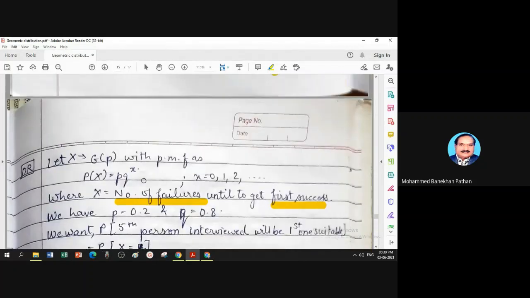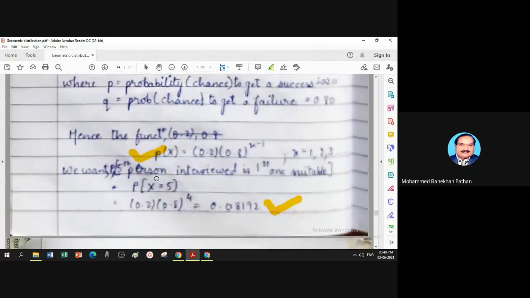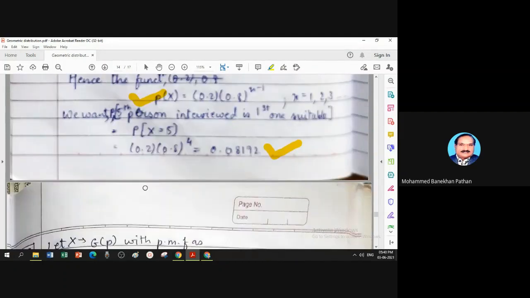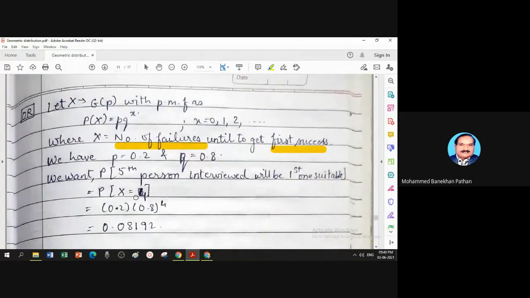That is the difference between this and this. Here you say X equal to 5 because of number of trials; you conduct the interview for 5 people. Here you write X equal to 4 because you are observing how many failures before getting a success. So before getting a success, you have 4 failures. So I put X equal to 4 and get the same answer. So it doesn't matter whether you play with failures or with trials.